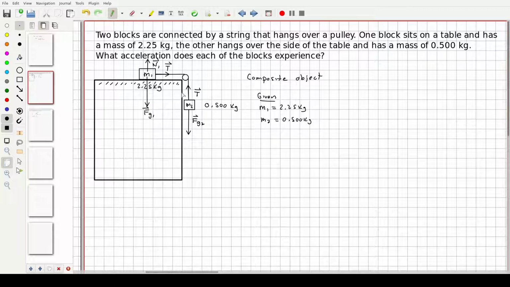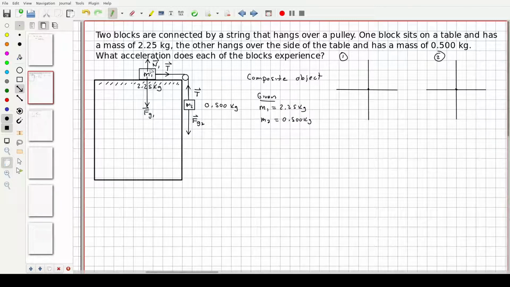Now, since we have two objects here, the way to join them and make them act like one object is to draw two force diagrams. So over here, let's draw our force diagrams. That's for object 1. And this is for object 2. So, object 1, object 2. Here's object 1, mass 1. Here's mass 2 right there.